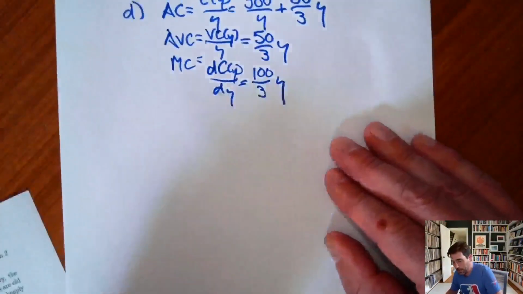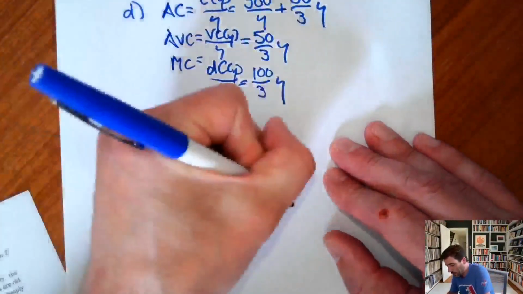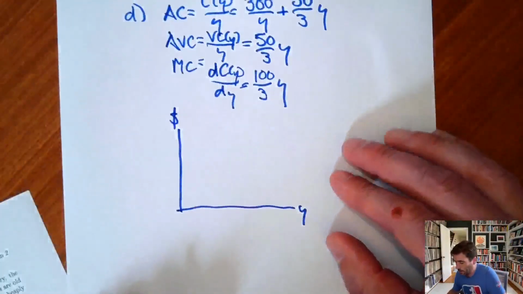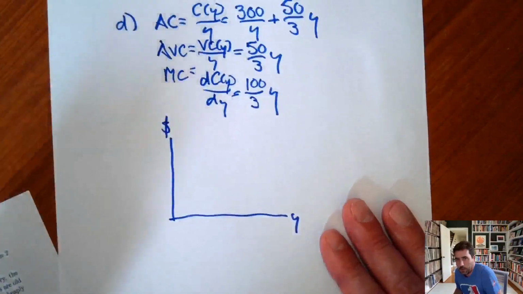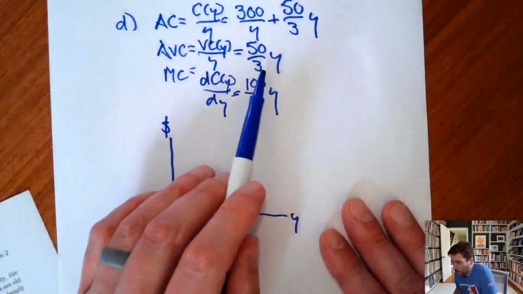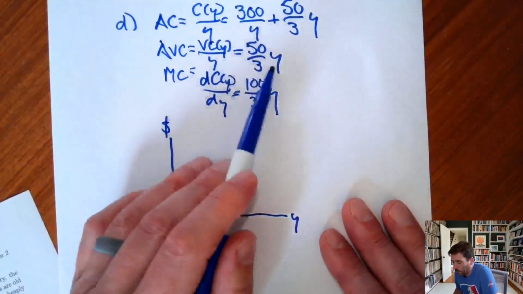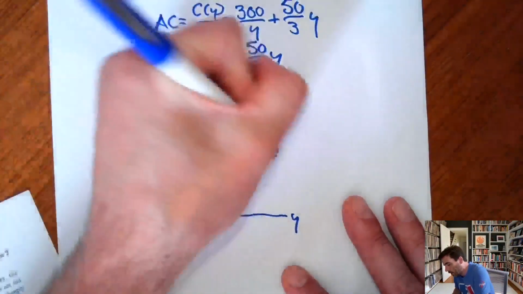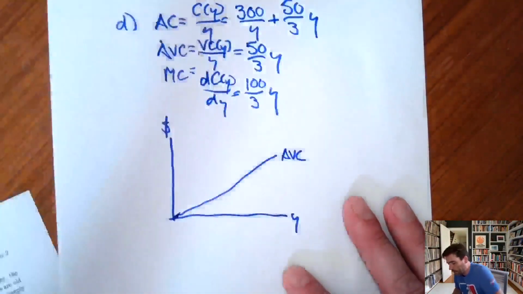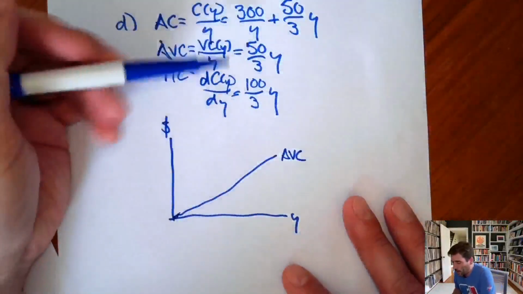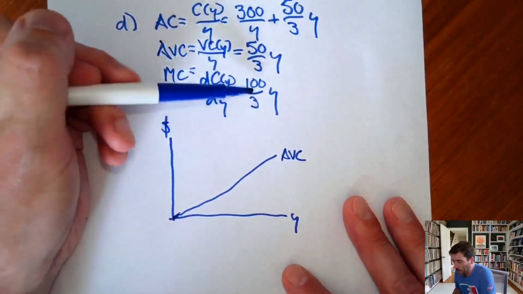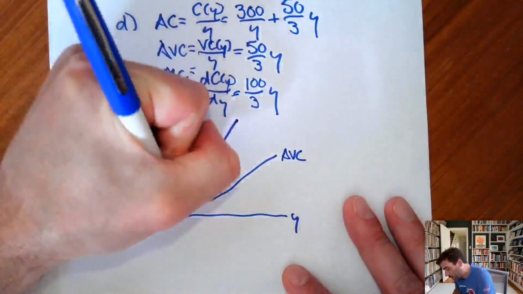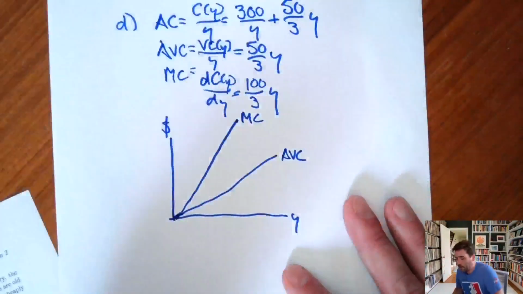All right, so let's go ahead and make that graph. So y on the horizontal axis, dollars on the vertical axis here. I'm going to start with whatever looks simplest to me, which is average variable cost, 50 over 3 y, right? So that's a straight line. There's my average variable cost, all right? Now I look at marginal cost, also a straight line, just twice as steep, right? So here comes marginal cost.